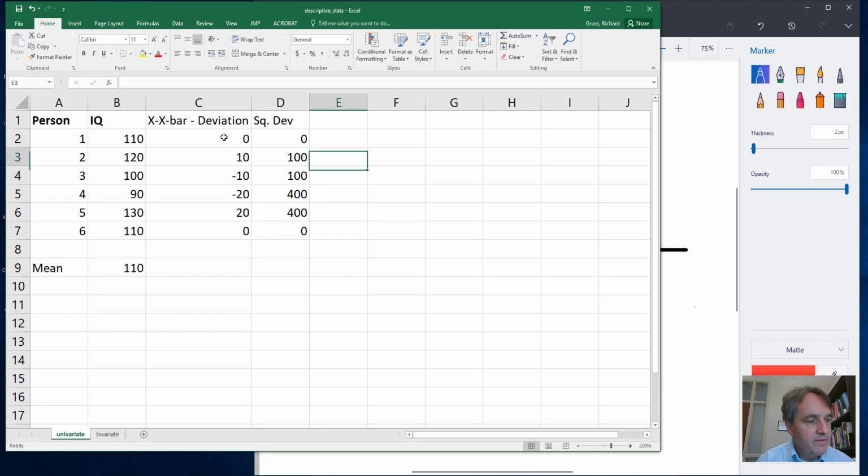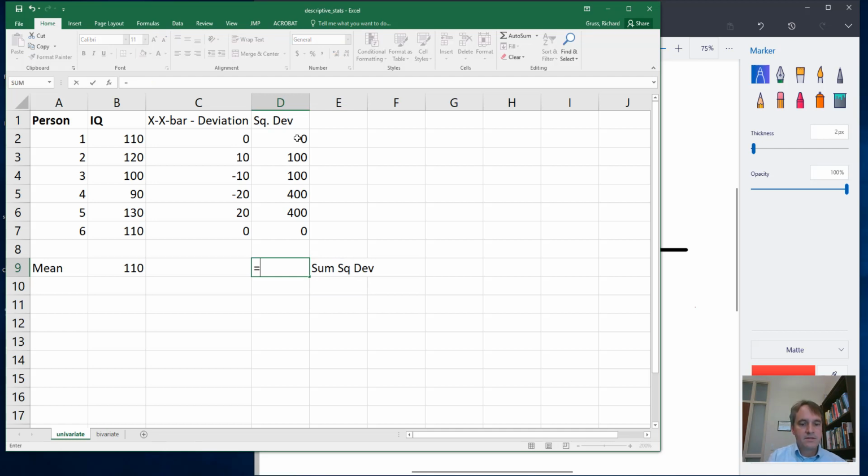Now that we've got the squared deviations, in order to get our variance, what we have to do is add these up. So let's call this cell down here the sum of the squared deviations. I'm just going to take the sum of all of these. Okay, so we have a sum of squared deviations of 1,000.